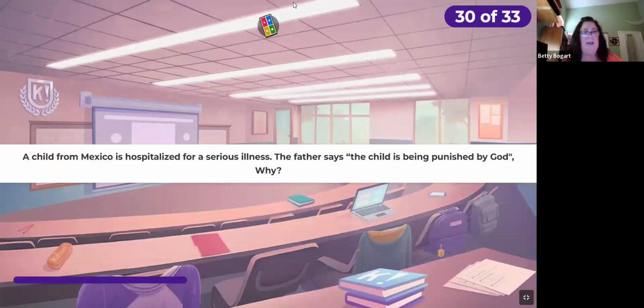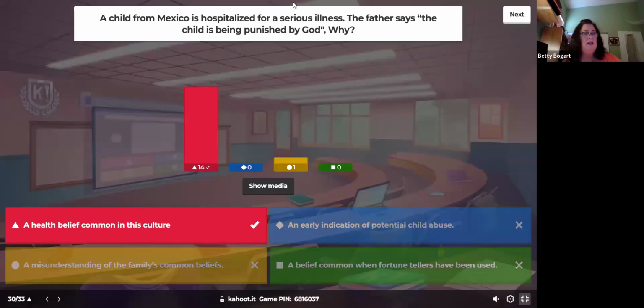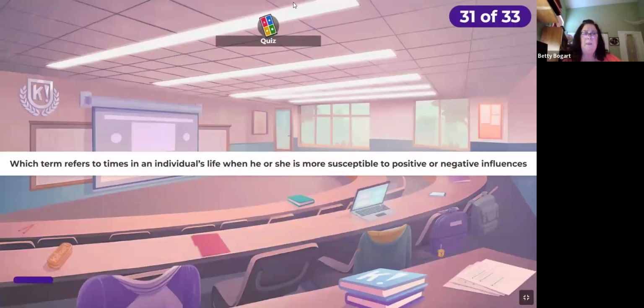A child from Mexico is hospitalized for a serious illness. The father says the child's being punished by God. Why is he saying that? And again, it's another health belief. I'm just showing you some things that you may see, and there are so many more. I could go on and on with this.